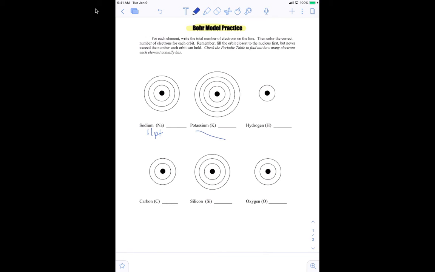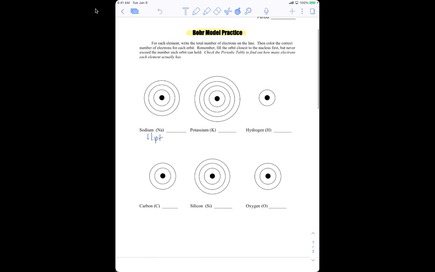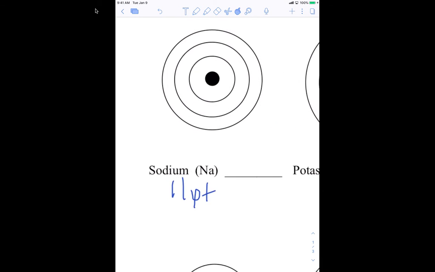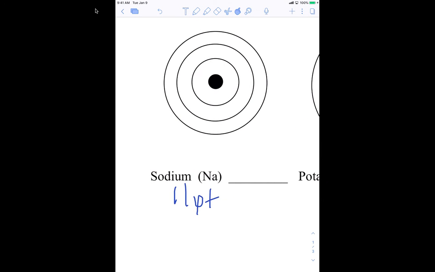I'm going to zoom in on this so that it's easier to see. We're going to zoom in on this sodium. All right, it has 11 protons, 11p plus, which equals 11 electrons.